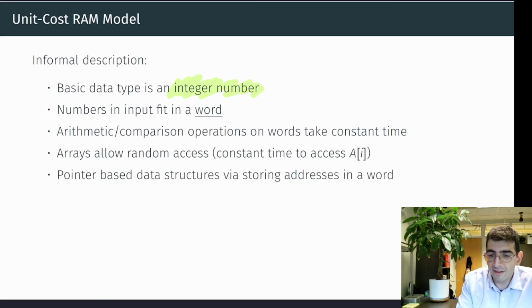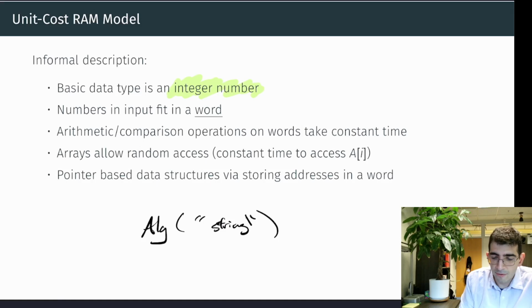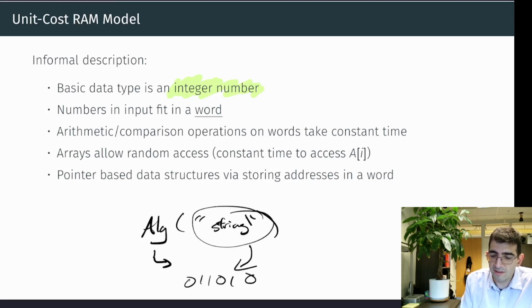So even if our algorithm, let's say, takes in a string, the RAM model says that this string will automatically be converted to some series of integers, right? Which is how computers currently work. ASCII is exactly that, converting letters to integers.